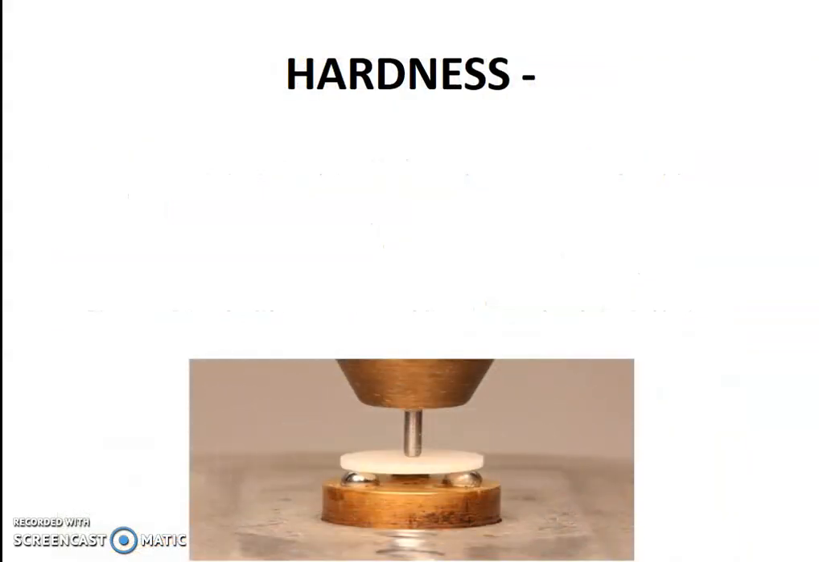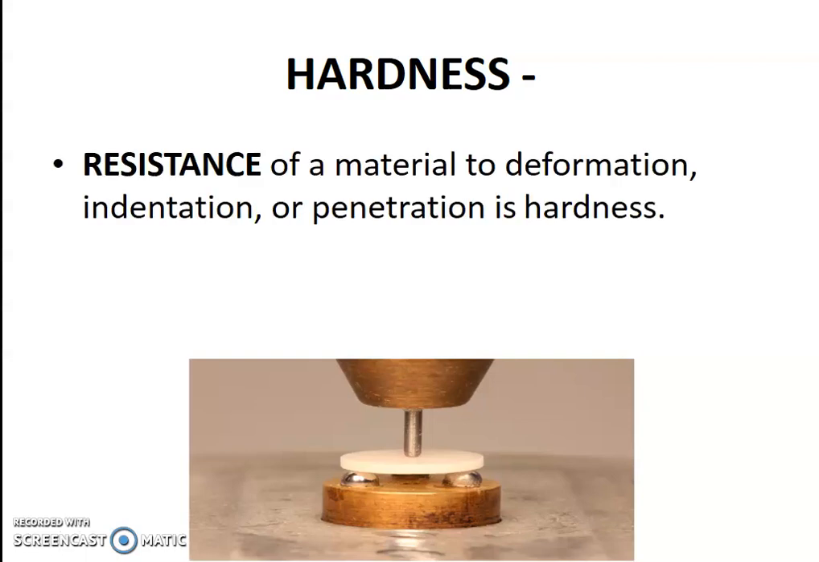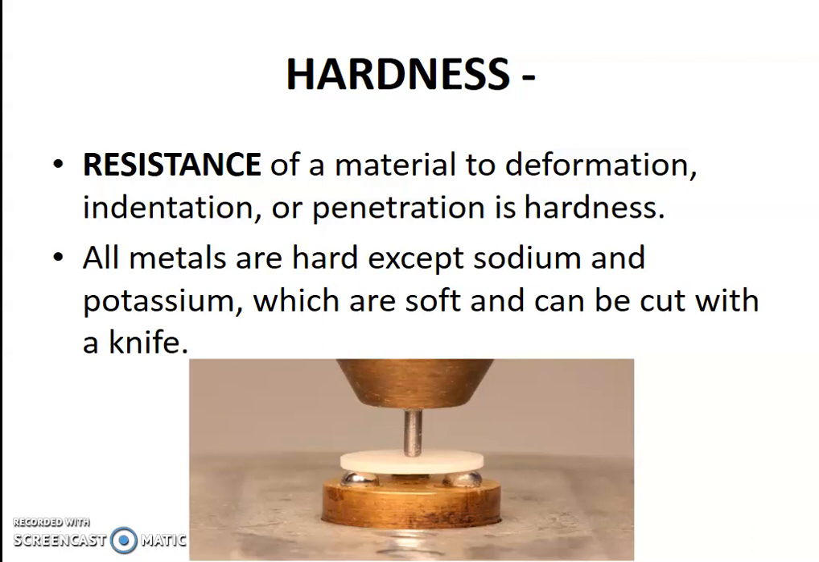Hardness. What you will see here, we are putting a piece and trying to penetrate it, trying to cut it. If we put any soft piece like an eraser, it can be easily cut, it can be easily penetrated. But metals will not allow penetration. That is called hardness: the ability to resist penetration.